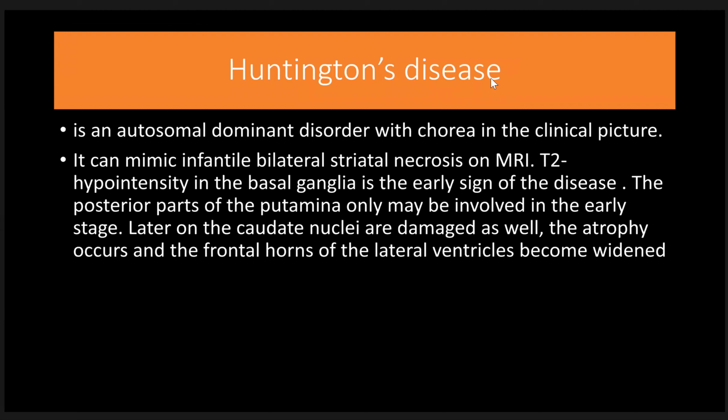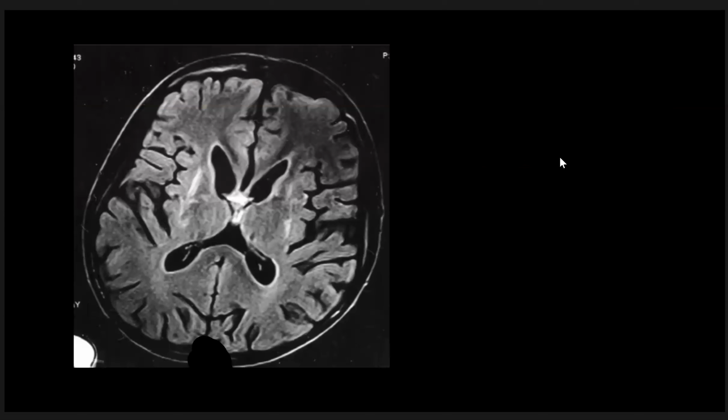Huntington chorea disease is an autosomal dominant disorder with chorea in the clinical picture, and it can mimic infantile bilateral striatal necrosis on the MRI. We have this patient with Huntington's disease, with hyperintensity involving the caudate nuclei and also involving the putamen, as we see here.